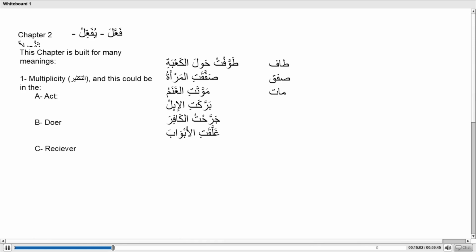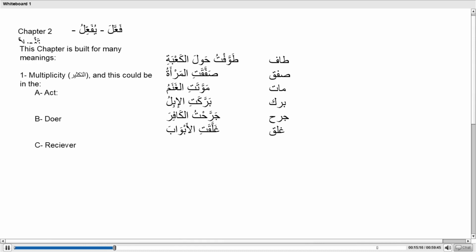Then you have mata, and you have baraka, and you have jaraha, and you have غلقة. Okay? You have mata. Mata, the alif here is originally what? Is originally a waw. Clear?